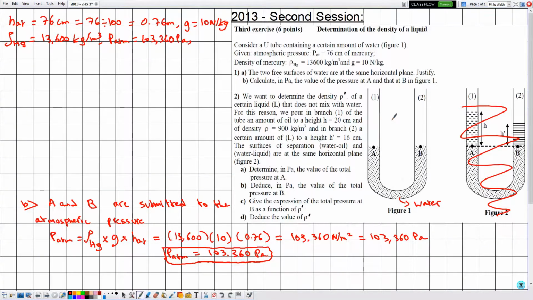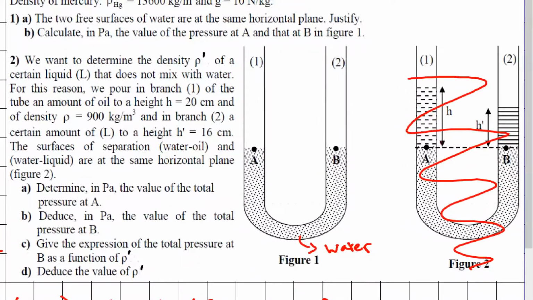And now in number 2, we want to determine the density rho prime of a certain liquid L that doesn't mix with water. For this reason, we pour in branch 1 of the tube an amount of oil to a height H equal to 20 centimeter and of density rho equal to 900 kilogram per meter cube. So this is the branch 1. We pour in this branch a certain amount of oil of height H equal to 20 centimeter and the density of oil is given by 900 kilogram per meter cube.